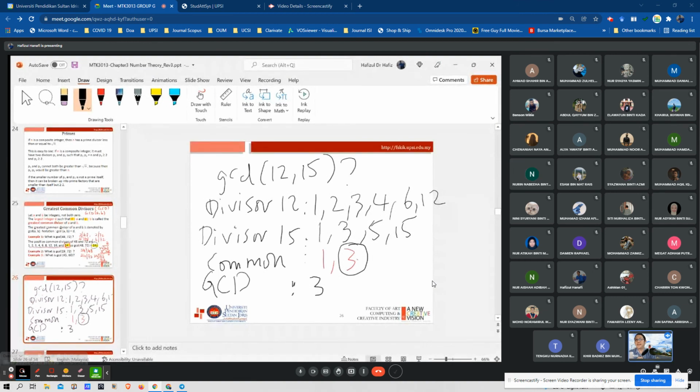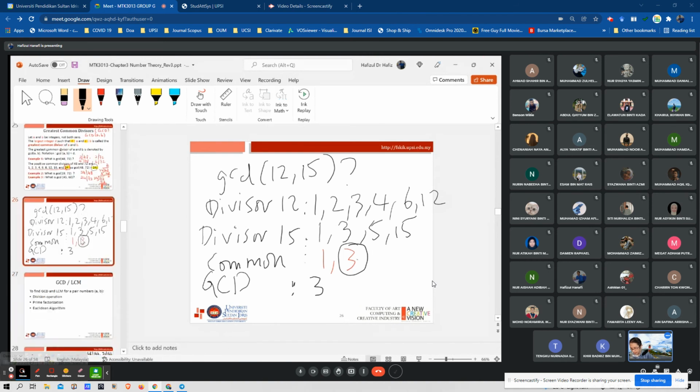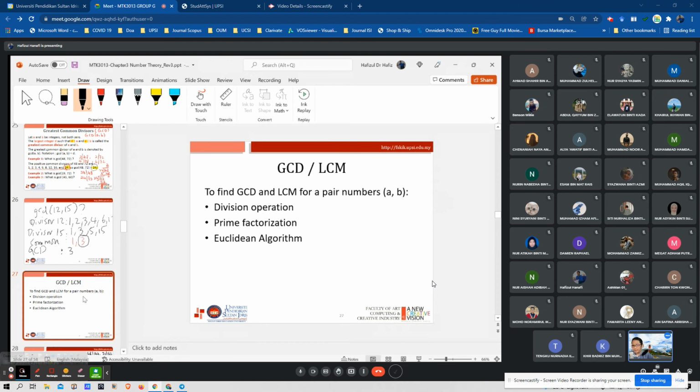We list first and then we pick the greatest, the largest number. To find the GCD and list common divisors for a pair A, B, we have three main methods here. We have the division operation, we have prime factorization, and then we have the Euclidean algorithm.